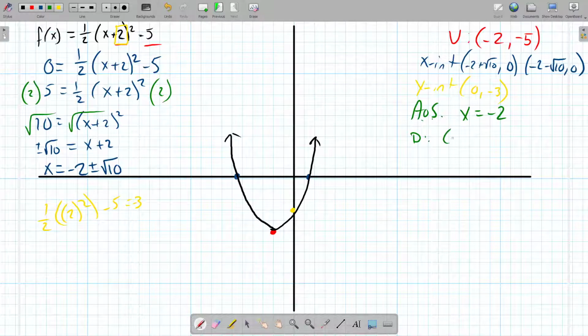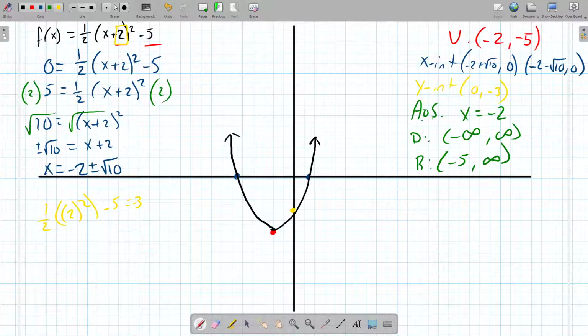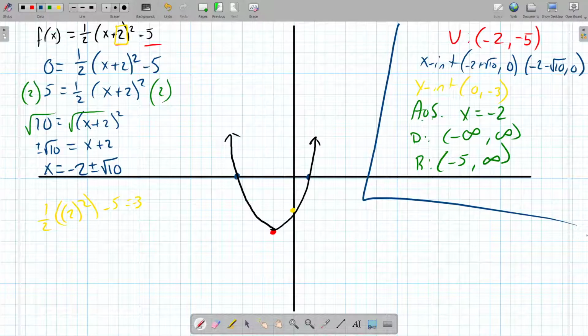Domain, always, always, always, negative infinity to infinity. And range, because our parabola is facing up, is going to be from the y value of the vertex, negative 5, all the way to infinity. We have all of our relevant information labeled. We have a sketch of the parabola, and we have all of the supporting work shown.